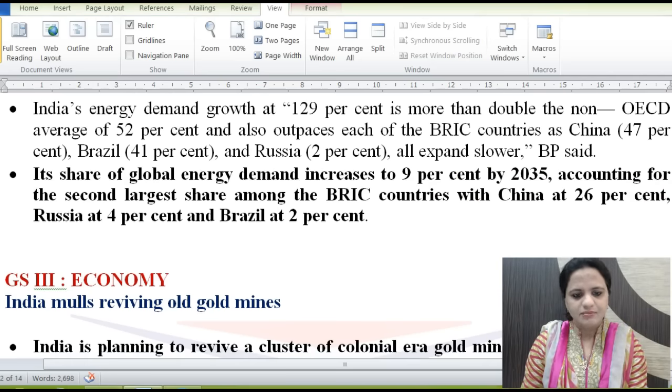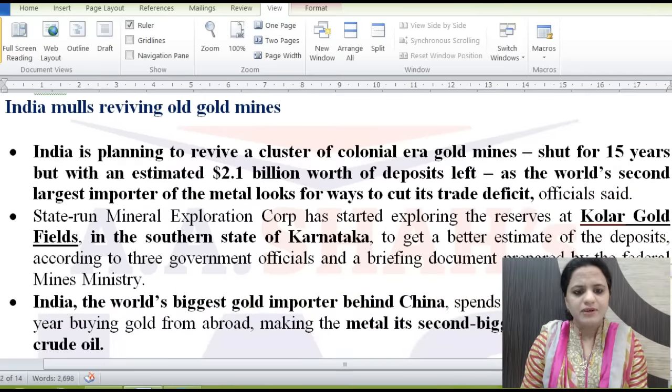The next news item is India mulls reviving old gold mines. So we have many colonial era gold mines which have been abandoned in recent times because of various reasons, like the economic activity of extraction becoming unviable, unproductivity, losses incurred, and they have been abandoned. But India has a huge import of gold. We are the second largest importer of gold in the world after China.